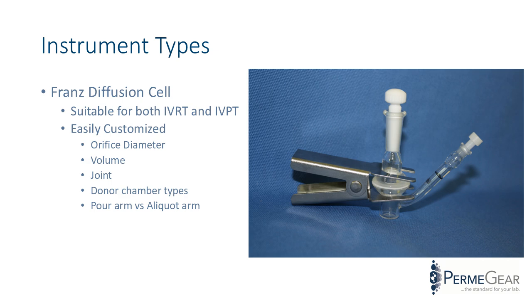The joints can also be customized. Flat ground glass joints are primarily used as they seal well on a variety of materials. Spherical joints are available for corneal research, and there are also O-ring joints which can be suitable for very thin membranes or testing of gases.